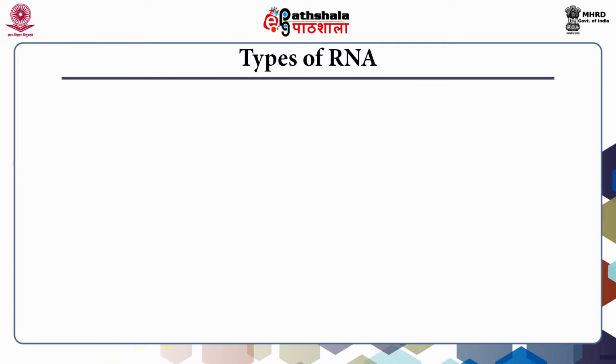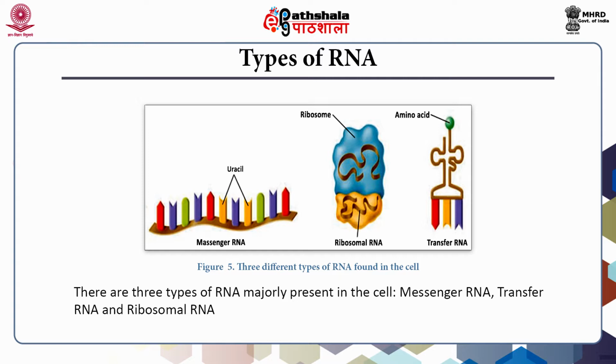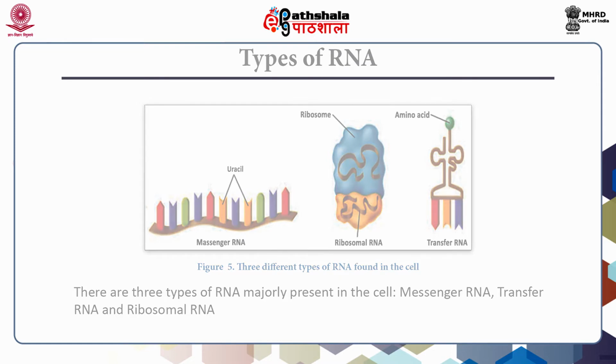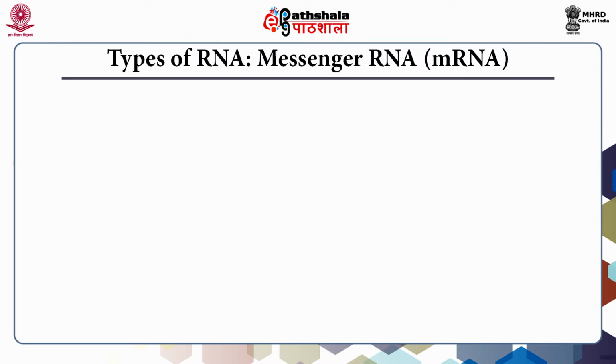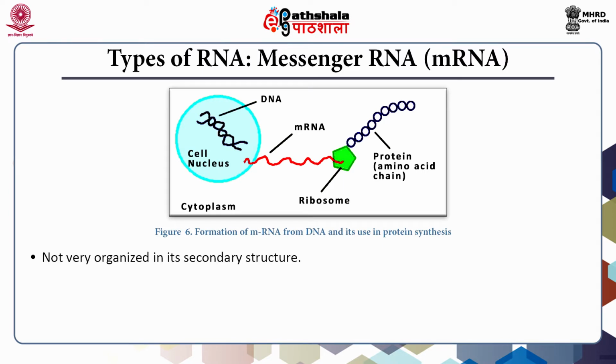Now, the types of RNA. Here you see in the picture, there are three types of RNA majorly present in the cell: the messenger RNA, the transfer RNA and the ribosomal RNA. We will discuss the structure and function of each of these three types of RNA in detail in the next few slides. So, mRNA first. Designated as mRNA, mRNA is not very organized in its secondary structure.